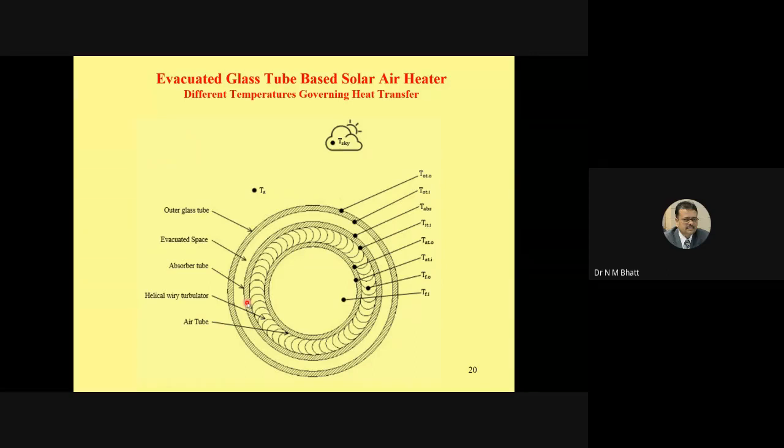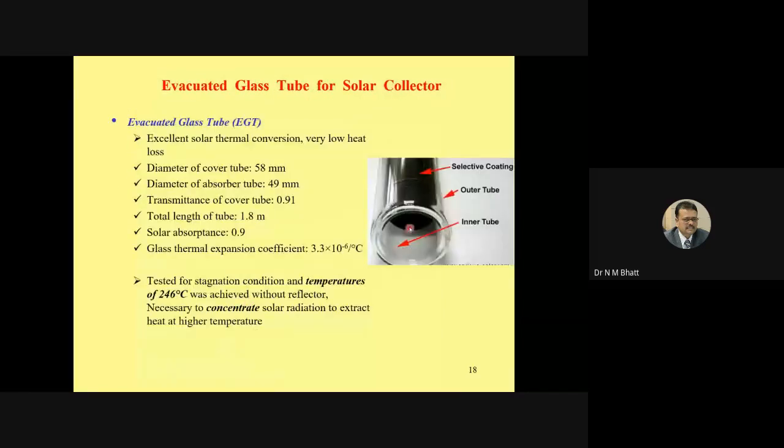Now, you know that when you develop any thermal model, you need to consider heat exchange between various components. Also, you need to understand one more thing, that this evaporated glass tube is open only at one end. The other end is closed. So you can't have a flow of air from one end and leaving the air from the other end. That is not possible with this ETC, or evaporated tube collector.